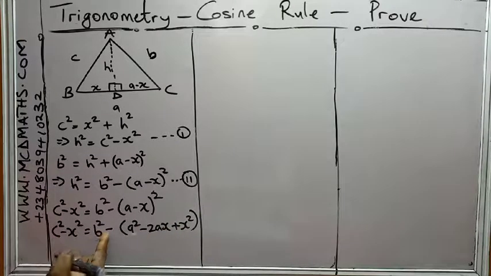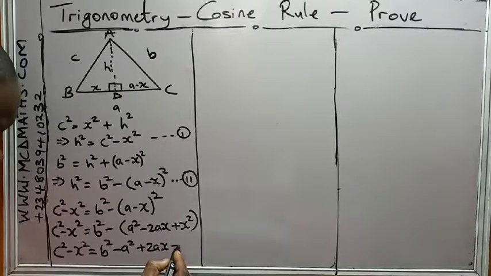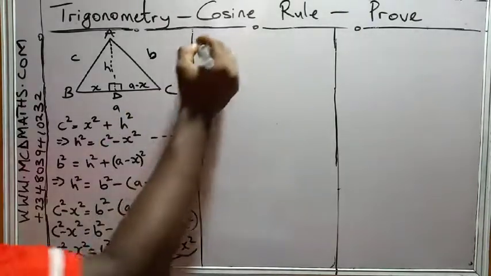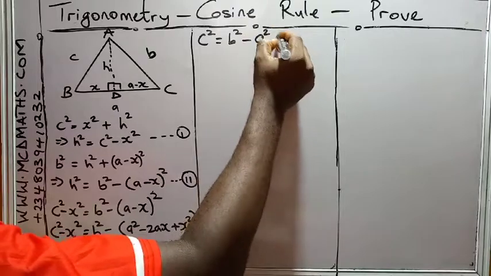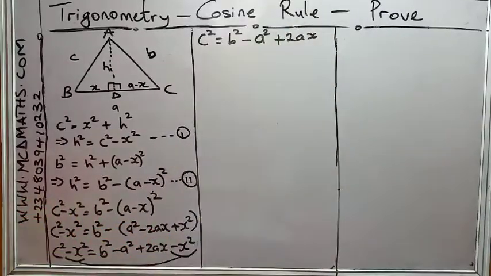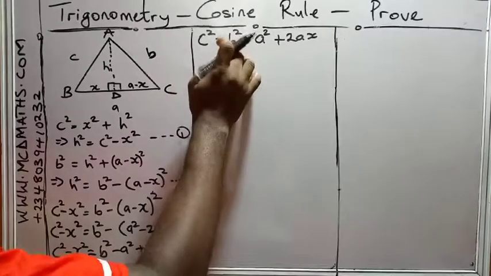Now, taking out the brackets, this minus is going to affect all the signs, so you have c squared minus x squared equals b squared, and taking out the bracket, minus a squared, this becomes positive plus 2ax, and that becomes negative minus x squared. So you have minus x squared on this side and also minus x squared on this side. They cancel out. So we are left with c squared equals b squared minus what? a squared plus what? 2ax.